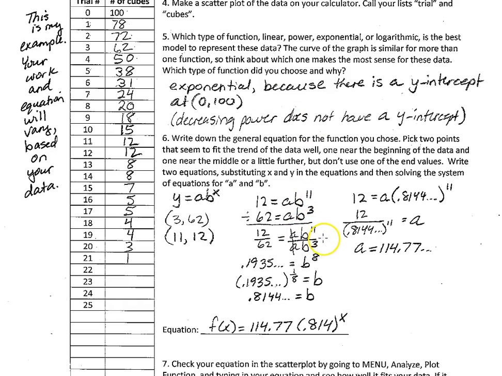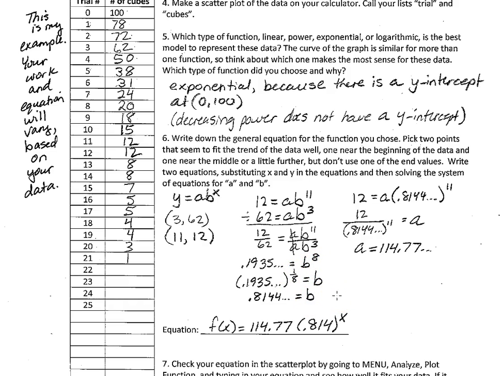Here is my work for doing my system of equations. Typical mistakes, if your equations didn't turn out well, are switching x and y. So remember, the x value goes as the exponent here, and the y value goes on the left-hand side of the equation. When you divide, remember to subtract the exponents. You don't divide the exponents. And then you use the reciprocal power or a root to find what b is.